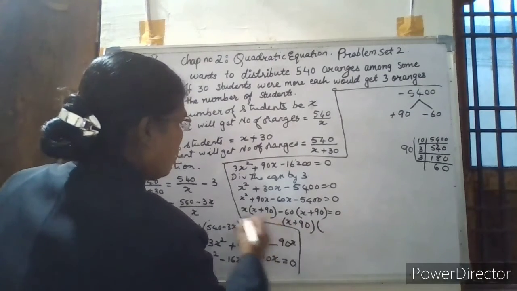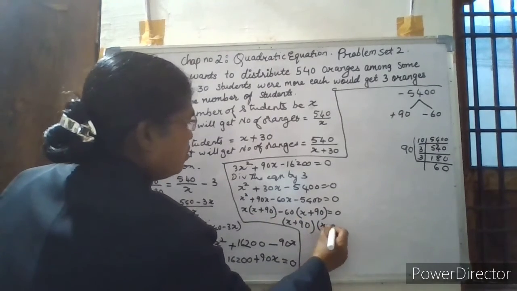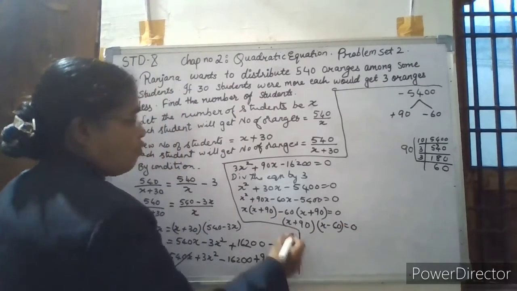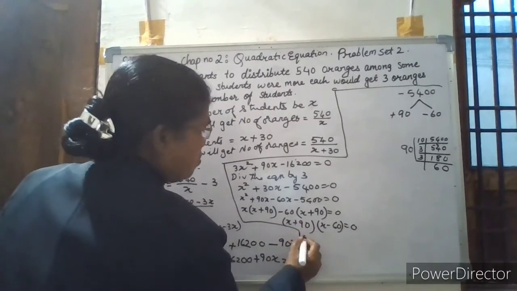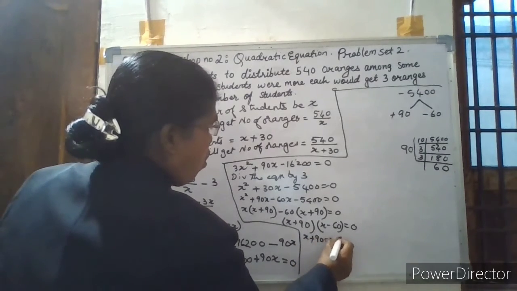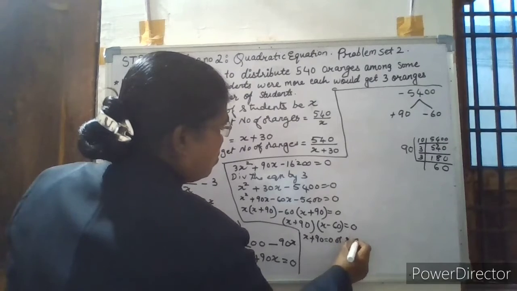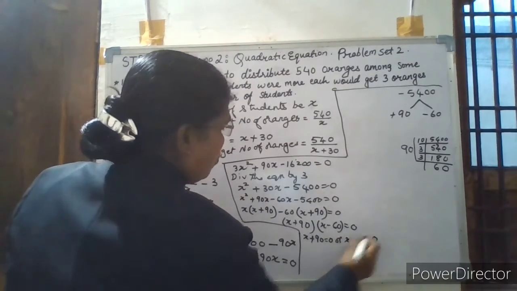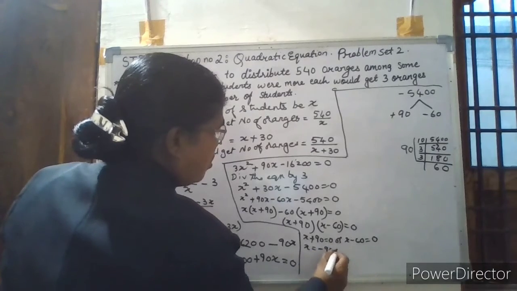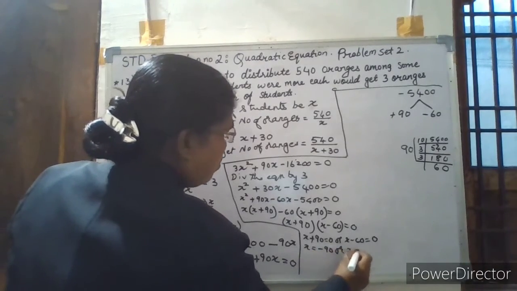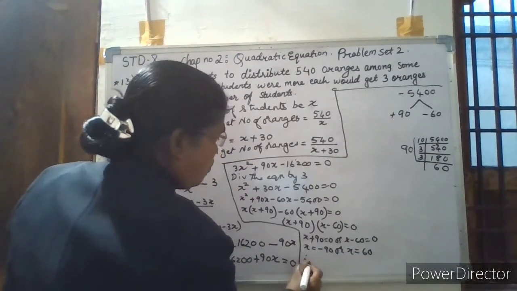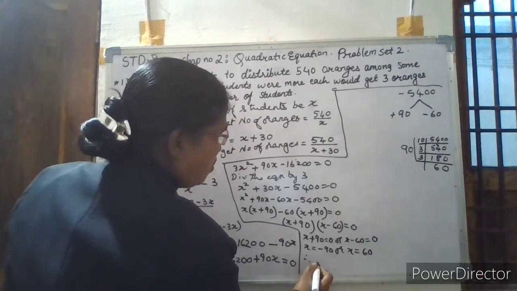The other one is x minus 60 equal to 0. So we get x plus 90 equal to 0 or x minus 60 equal to 0. So x is equal to minus 90 or x is equal to 60. Now, therefore, we get the value of x.